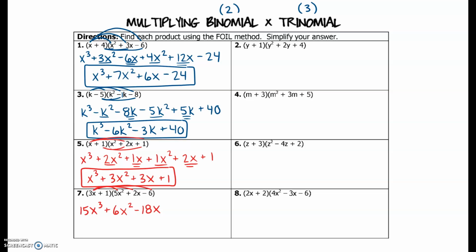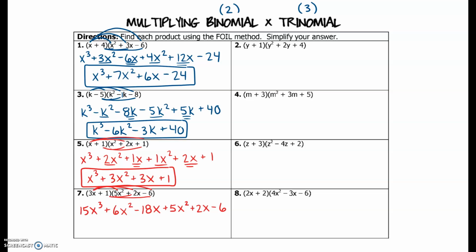We then have a 1 to multiply by everything, which is pretty simple because when you multiply 1 by any term, those terms are going to stay the same. So 1 times 5x squared would be 5x squared. 1 times 2x would be 2x. 1 times negative 6 would be negative 6.